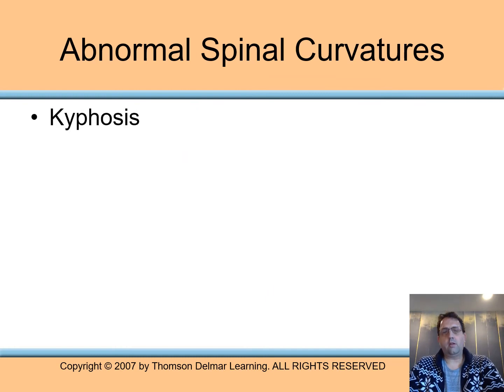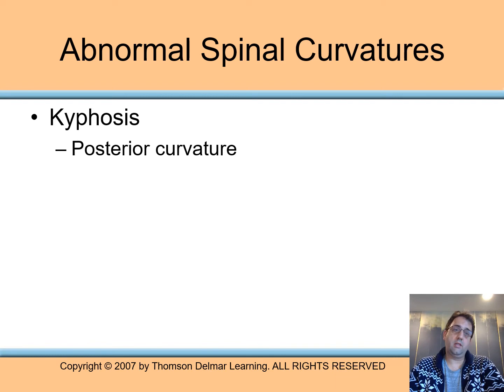Now, if the lordotic curve or kyphotic curve becomes too big, we call it a kyphosis, which is just that back curve becoming huge. You'll see this in younger, mostly males who develop something called Scheuermann's disease. And you will see this in postmenopausal older women who have osteoporosis and actually get what the dowager's hump is, an extreme kyphosis due to fractures of the vertebral bodies.